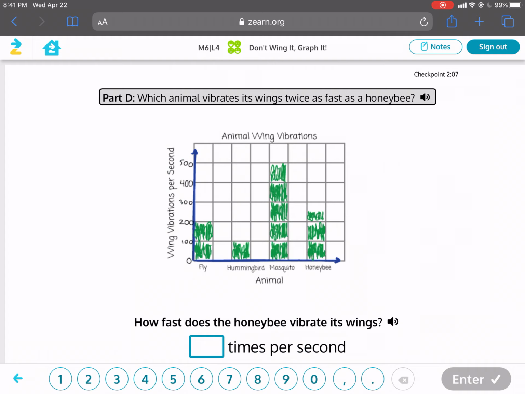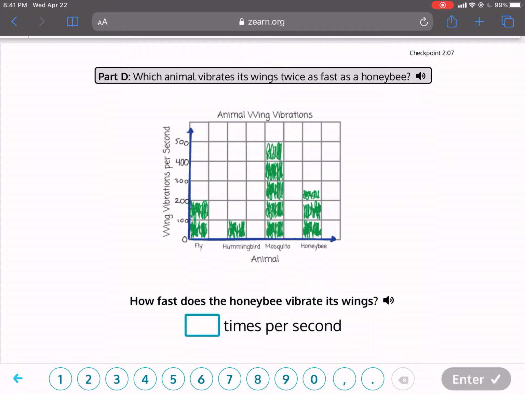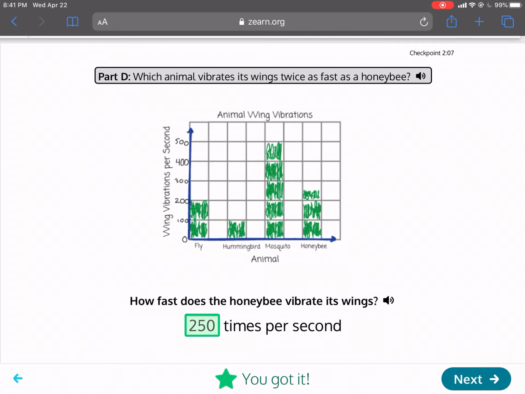Okay. Part D. So this is another part to this problem. Which animal vibrates its wings twice as fast as a honeybee? So I'm going to look at honeybee, and I see that the honeybee beats its wings 250 times per second.